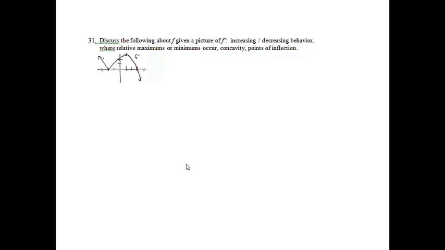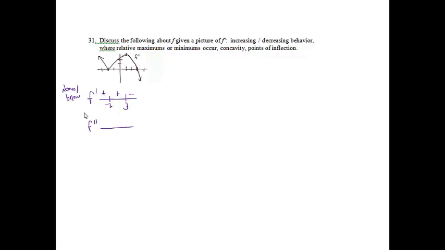Okay, 31. Discuss the following about f given a picture of f prime: increasing, decreasing, relative maximums and minimums, concavity, and points of inflection. Well, we know in order to do that, we need an f prime chart and an f double prime chart. So that's what we're going to do right now. So for the f prime chart, we're just going to be looking at where f prime is positive and negative. So I'm just looking at above and below. The derivative is above the x-axis till I get to negative 2, and then it's still above the x-axis till I get to 3, and then it's below the x-axis after that. So that's what my f prime chart would look like.